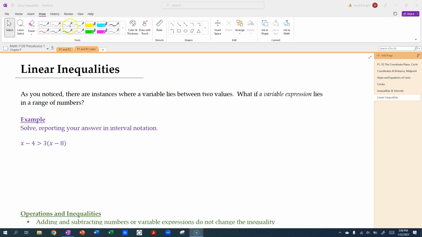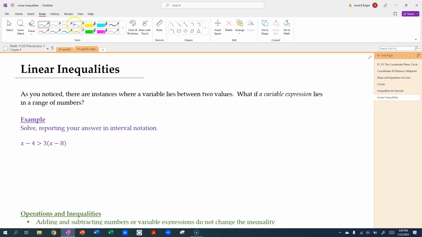When we were writing intervals, we saw some intervals like a less than x less than b. That is a linear inequality technically, but sometimes it's not just x, so you may have something else in there. So how do you report that as your answer? Let's see. It says solve, reporting your answer in interval notation. We're given 4 minus x less than 3 times the quantity x minus 8.